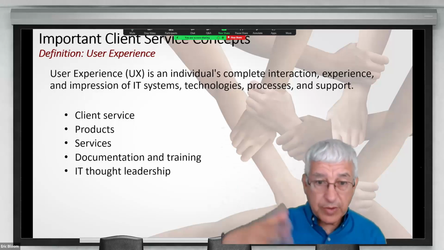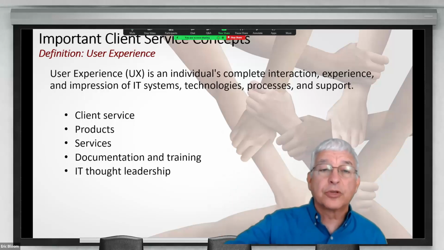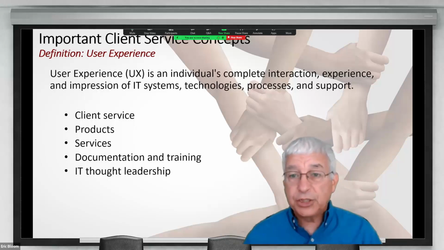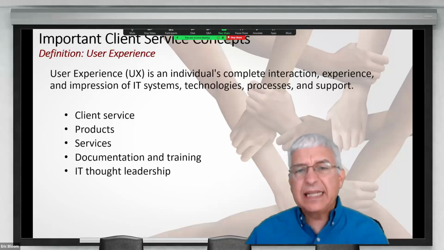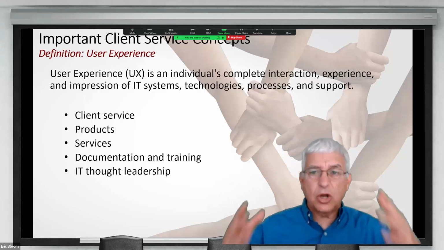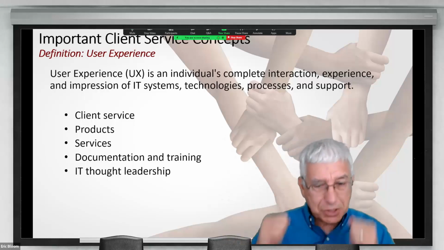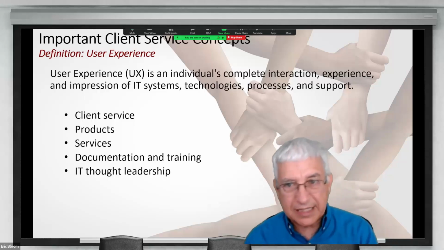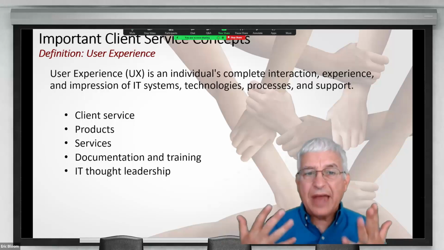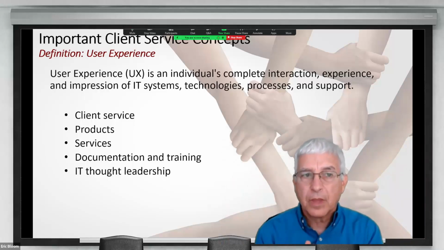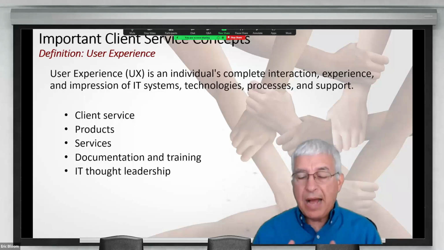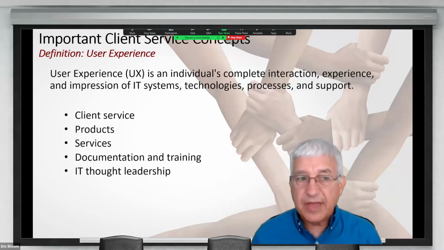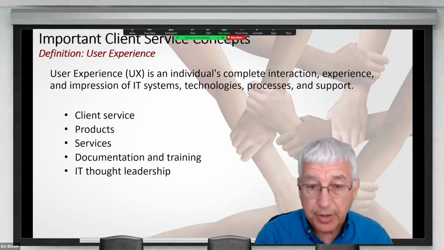For those of you familiar with ITIL or Lean IT, that's sort of referred to as the IT product and service catalog, the documentation and training that's provided, and any IT thought leadership on technology, on looking at IT as a strategic weapon against the competition, as a way to drive innovation and productivity, et cetera. All of that together is how IT is viewed by the non-IT parts of the organization, because of that full UX, or user experience.